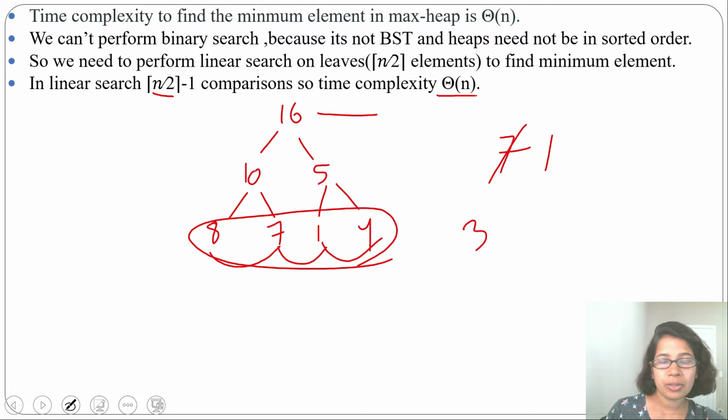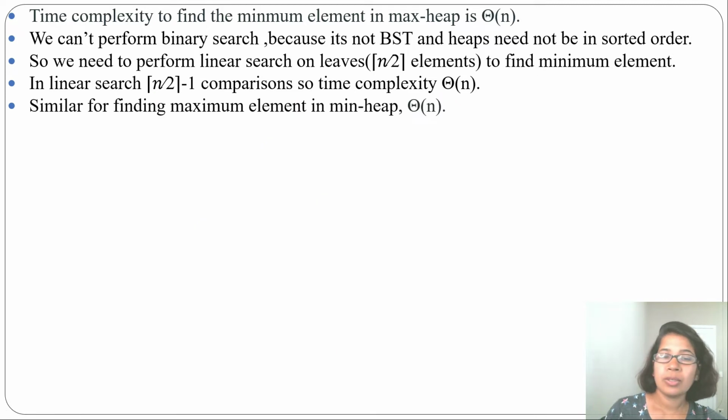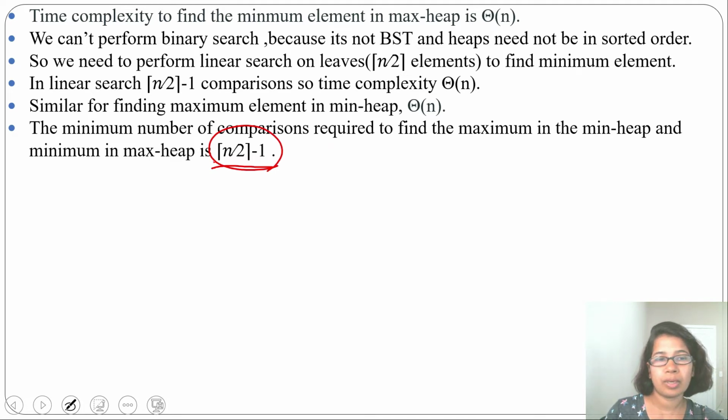Same for min-heap also. In case of min-heap, finding the minimum element running time is theta of 1, while finding the maximum element running time is theta of n. We need to search on the leaves, and there are n divided by 2 elements present on the leaves. On that we need to do linear search, so it is theta of n. So the number of comparisons required for finding the minimum element in max-heap and the maximum element in min-heap is n divided by 2, ceiling, minus 1. This was asked in a previous question. So just remember it, ceiling of n divided by 2 minus 1. And running time is theta of n.